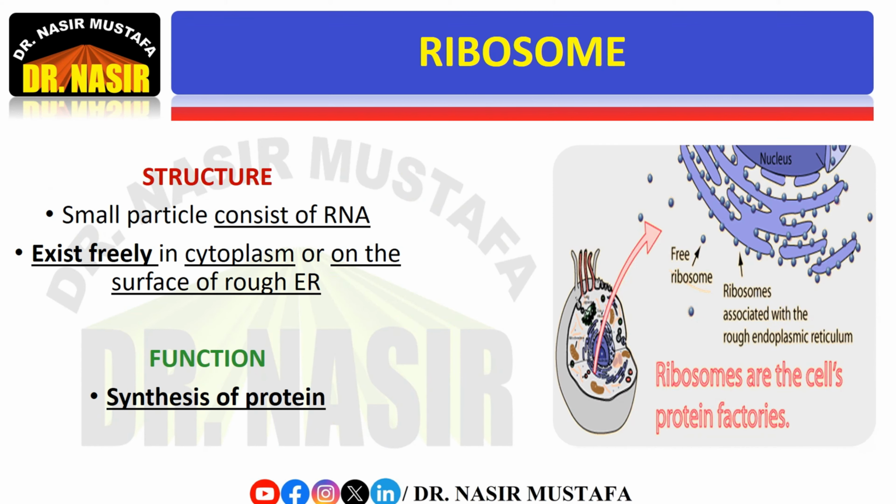Structure. Ribosomes are small particles made of RNA found freely in the cytoplasm or attached to the surface of the rough ER. Function. Their main function is the synthesis of proteins.